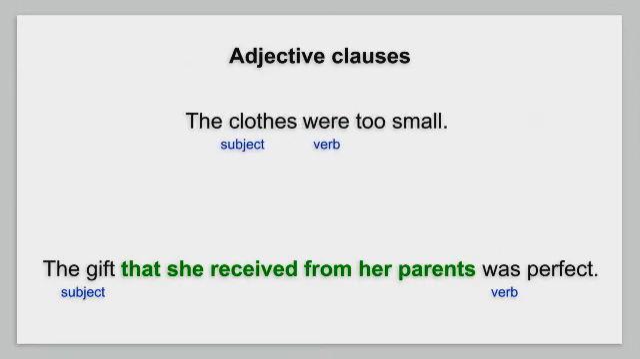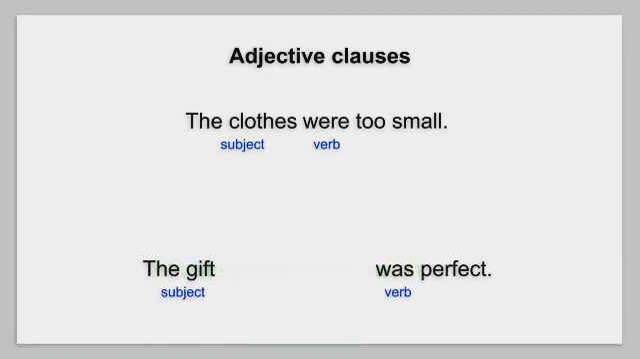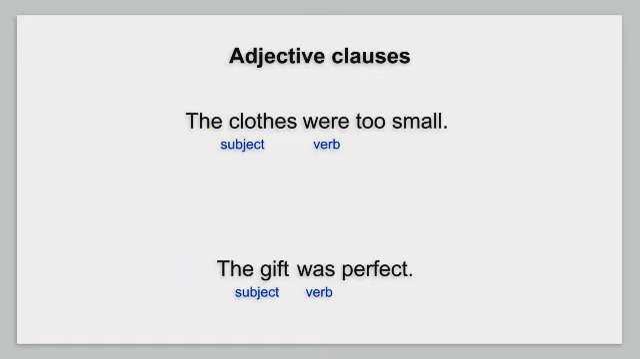We can remove the adjective clause and the verb does not change. The clothes were too small. The gift that she received from her parents was perfect. Again, let's remove the adjective clause. The gift was perfect. The adjective clause does not affect the subject-verb agreement.